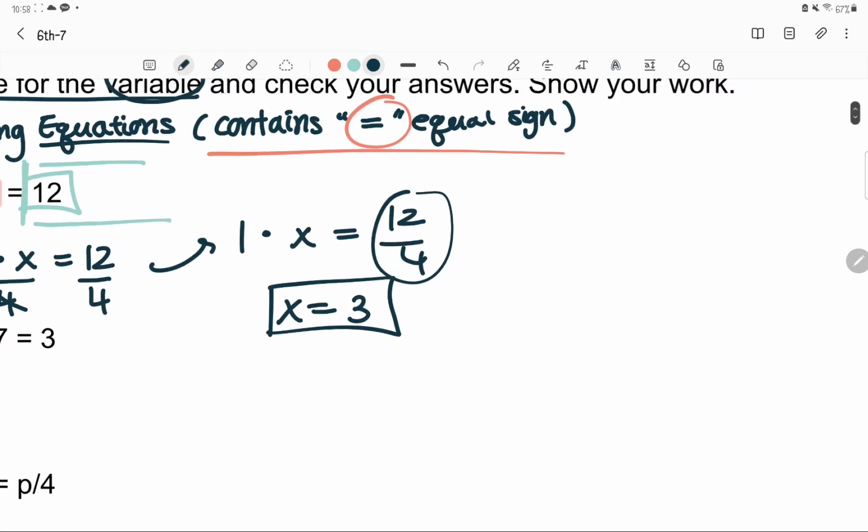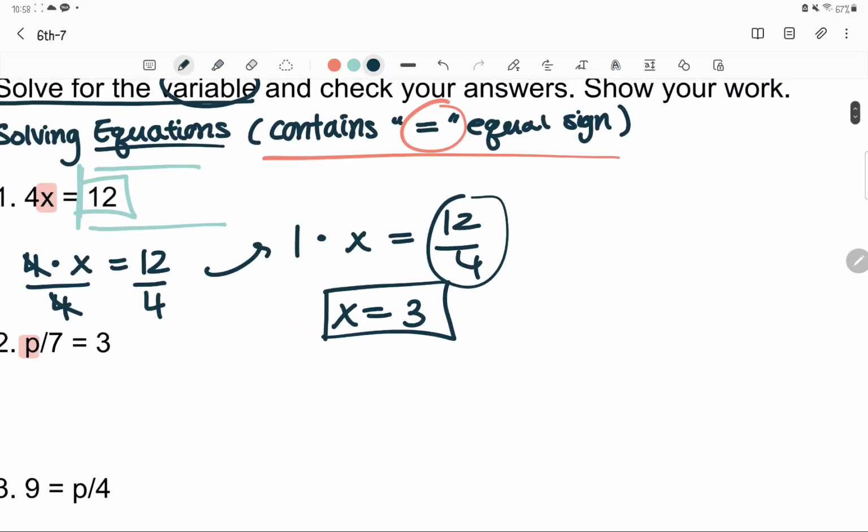And don't forget to check. You just need to substitute the answer that you get into the original question. So we got x is 3, and 4 times 3 equals 12. And 4 times 3 is 12, and we got the right answer.